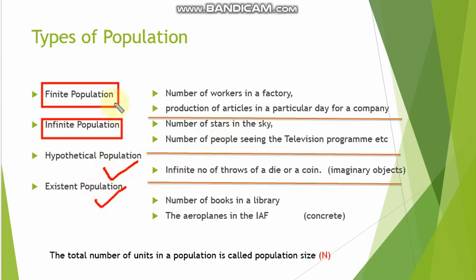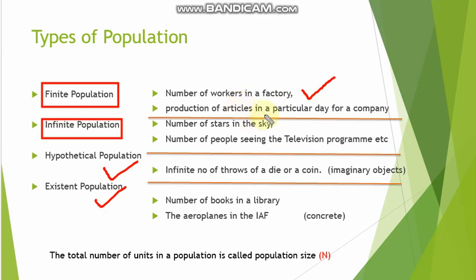So what is meant by finite population? A finite population consists of finite items. It is a population in which we have a finite number of items or objects or elements. Finite means limited. Then we can call this a finite population. For example, the number of workers in a factory. In a factory, the number of workers is limited, so therefore it comes under the purview of a finite population.